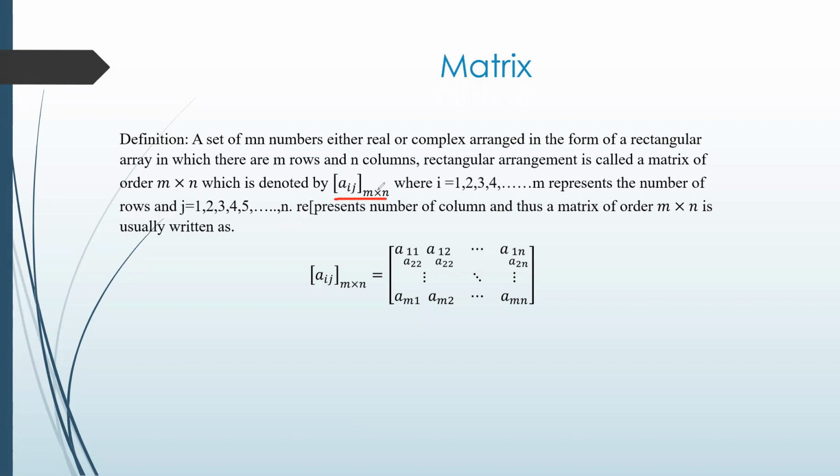So if we have a matrix of order m by n, then we say that this matrix has m rows and n columns. It means here i varies for rows and j varies for columns. Okay, is that clear? Okay, the representation of an m by n matrix is given by this.